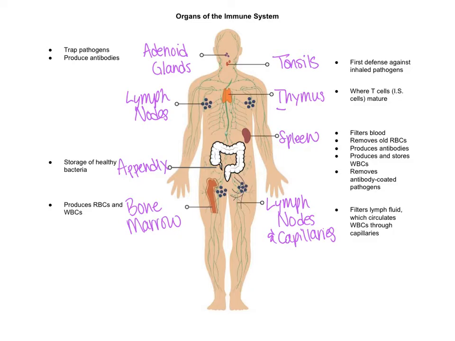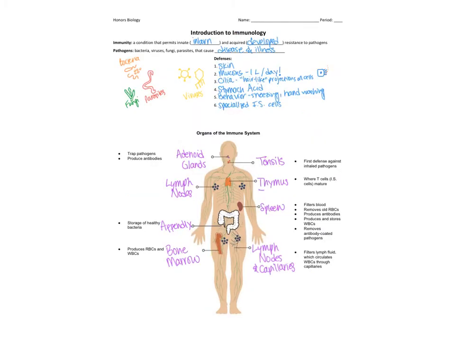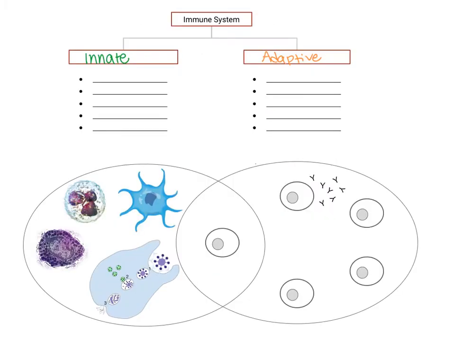Now that we have learned about the defenses of the immune system and the organs of the immune system, let's talk about the two major divisions of the immune system response and the types of specialized cells present in each. There are two major divisions of the immune system response. The first is called innate, and the second is called adaptive. Let's start with the innate immune system response.